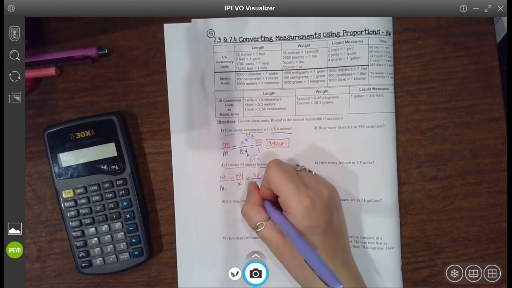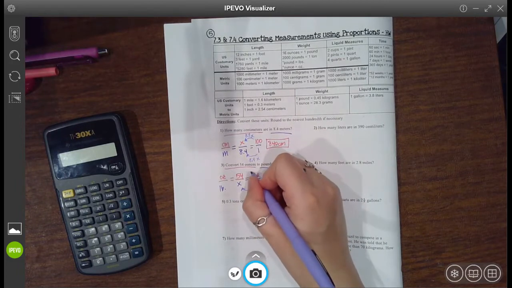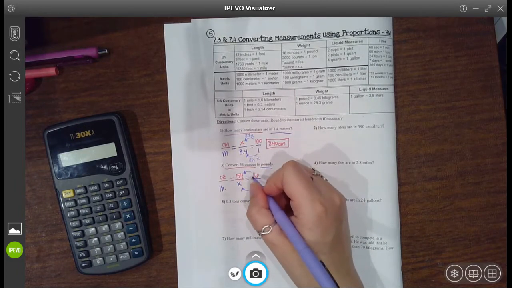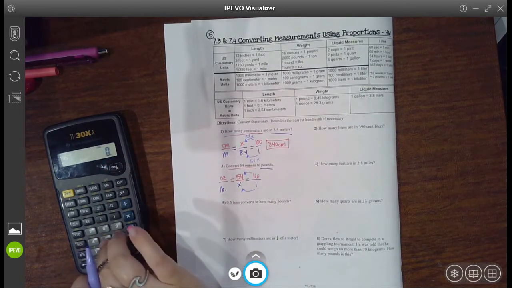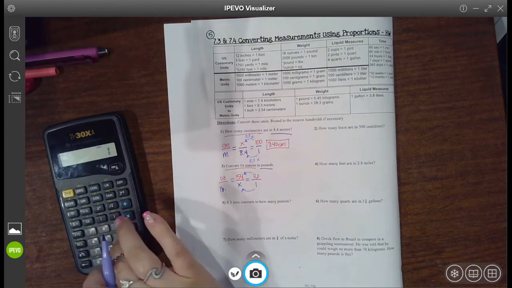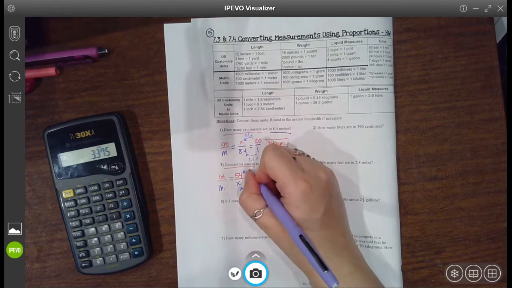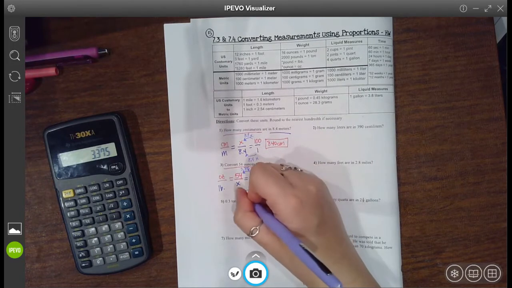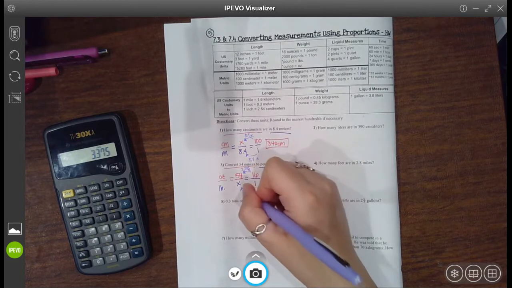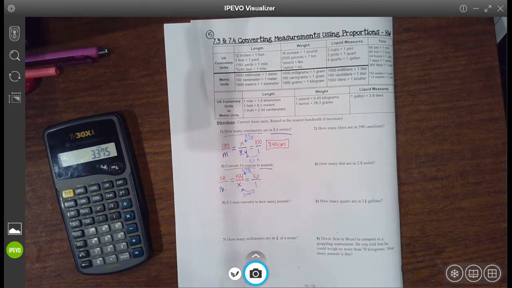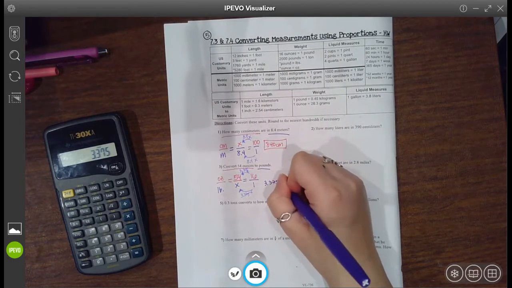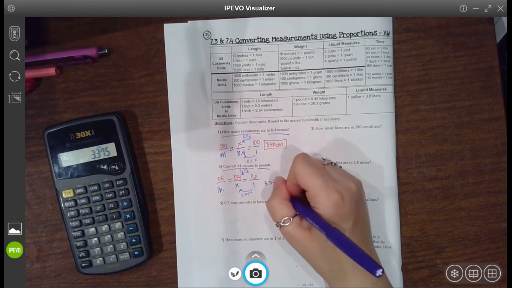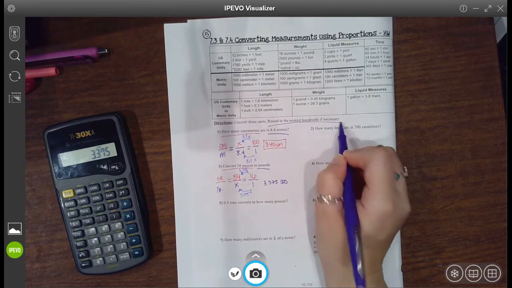Okay, so go towards the direction of your unknown, and 16 times what is 54? Well, let's see if it goes in evenly. 54 divided by 16, you get 3.375. So let's multiply 1 times 3.375, and anything times itself is just that number. So you have 3.375 pounds.